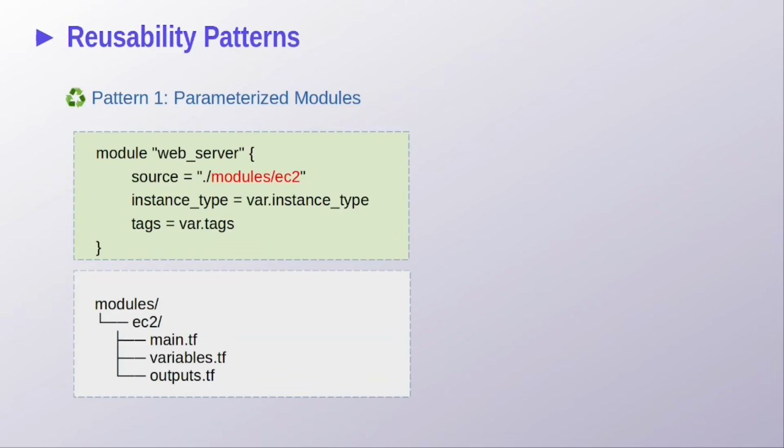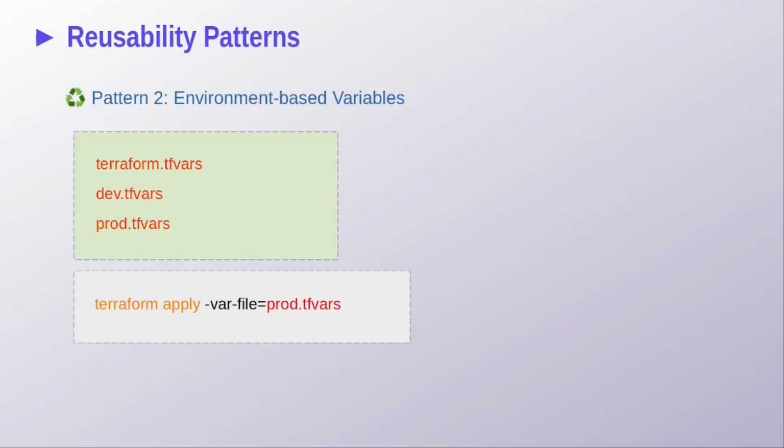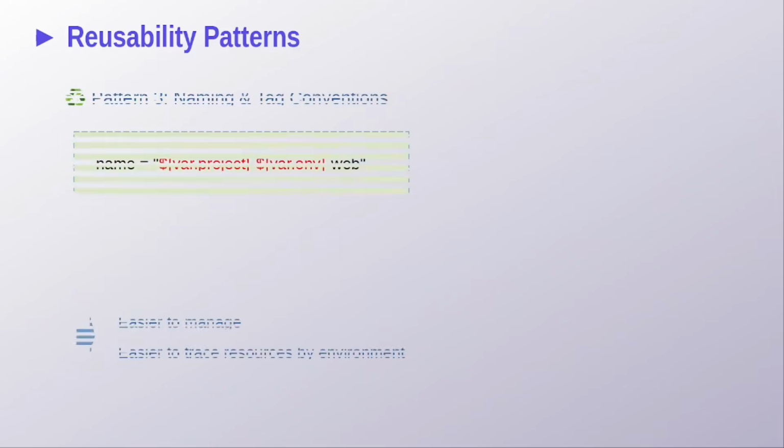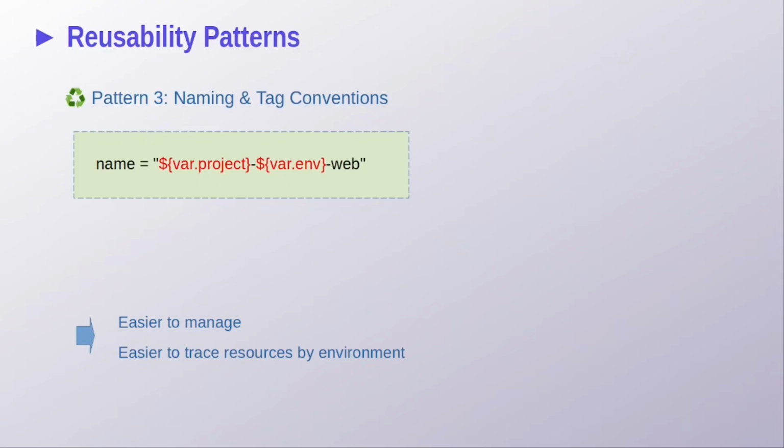Reusability patterns. Now let's connect everything. Pattern 1. Parameterized module. Pattern 2. Environment-based variables. Pattern 3. Naming and tagging convention. Let's summarize.